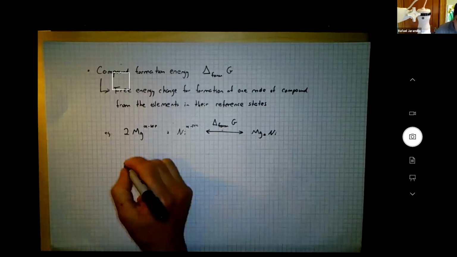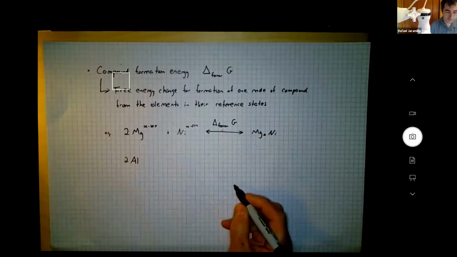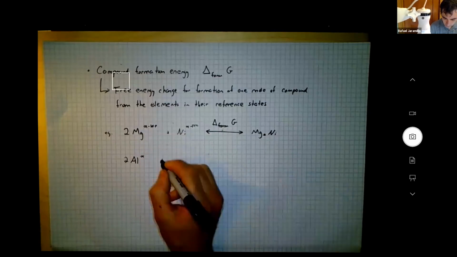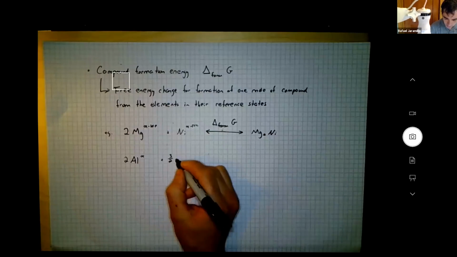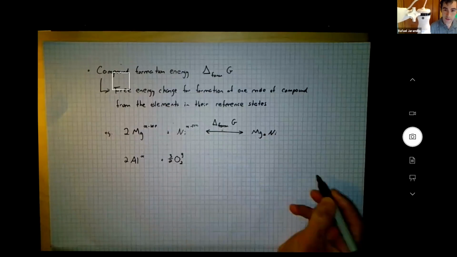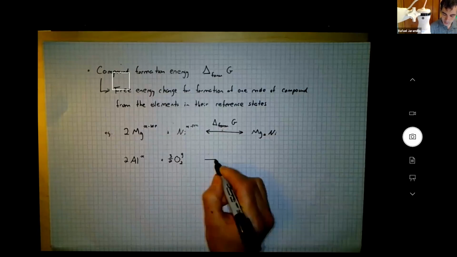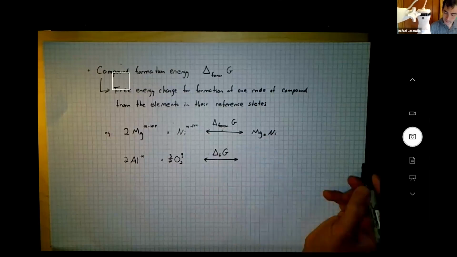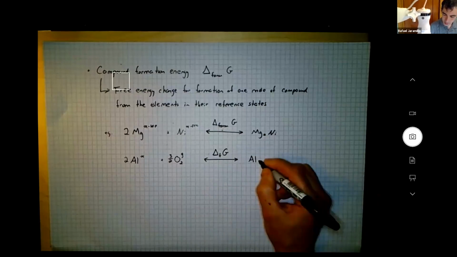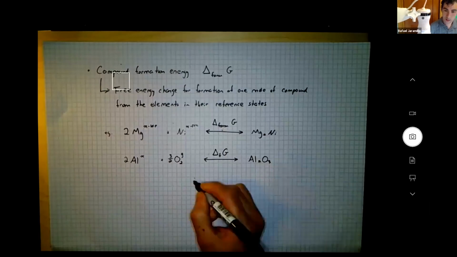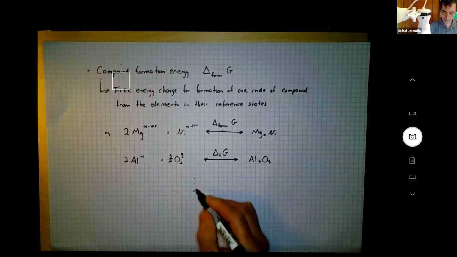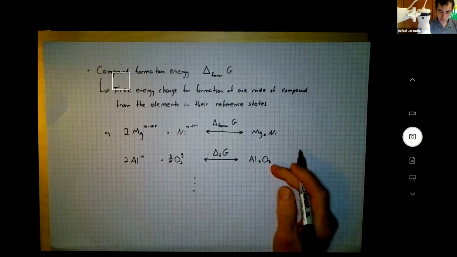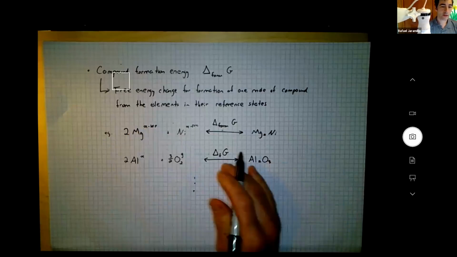Or here's another example: 2 aluminum in its alpha phase plus 3/2 oxygen gas, delta G formation, alumina. And there are an infinity of examples. So, line compounds formed from the elements with a formation energy, delta G.